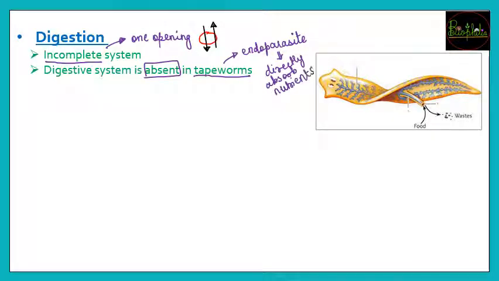So the nutrients that the host body absorbs after digestion in the host body, they absorb directly from the blood. Because of that, in the due course of nature, the digestive system in these endoparasites has been lost. So why is it absent? Because they directly absorb nutrients, they do not need to digest, and because of that the digestive system will be absent in the endoparasites, that is tapeworms.